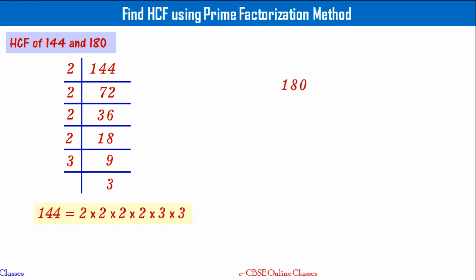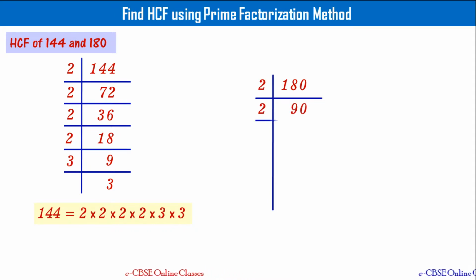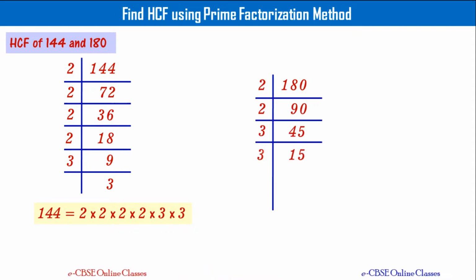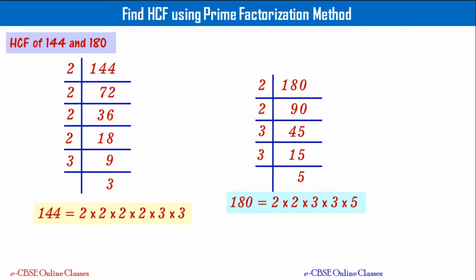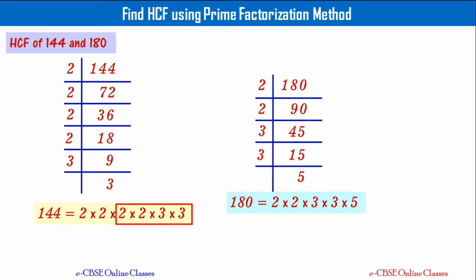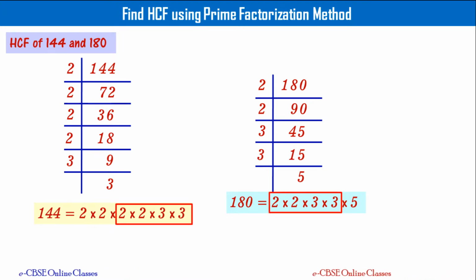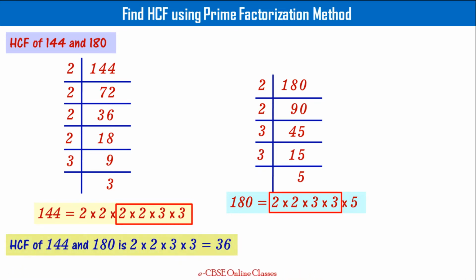Similarly, let's write prime factors for 180. 180 can be written as 2 times 2 times 3 times 3 times 5, right? As you see here, 2 times 2 times 3 times 3 is common across both the numbers. It means that HCF of 144 and 180 is 2 times 2 times 3 times 3, that is equal to 36. Please take a note of that.